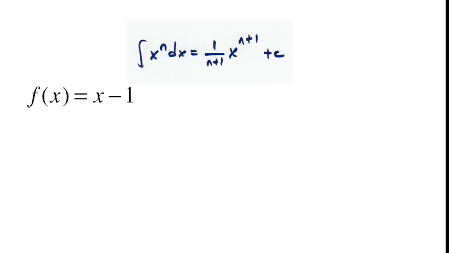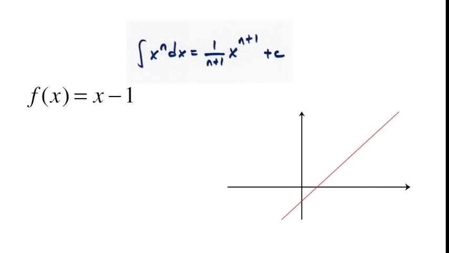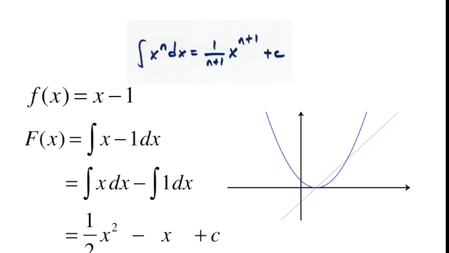If f of x equals x minus 1, that's a line. We could sketch the curve whose derivative is that line, and you probably have guessed already that it's a parabola. If we want to do that algebraically, capital F of x is the integral of x minus 1 dx. You can break it down into two terms, the integral of x dx minus the integral of 1 dx. The integral of x dx, either by using the formula above or just by guessing, which I prefer, is half x squared, and then the integral of 1 is simply x, plus c.